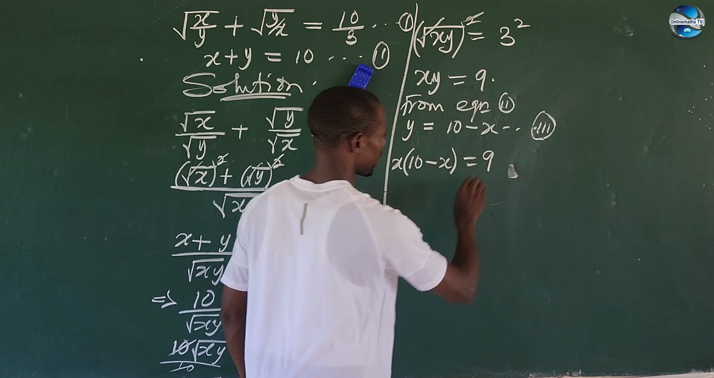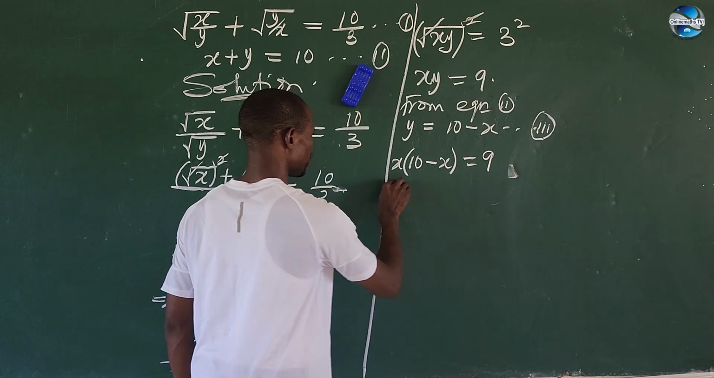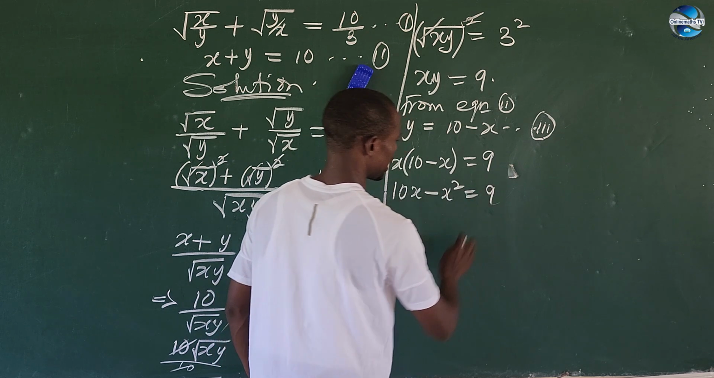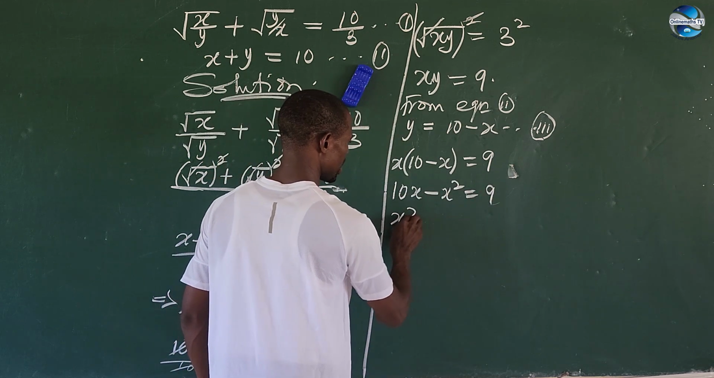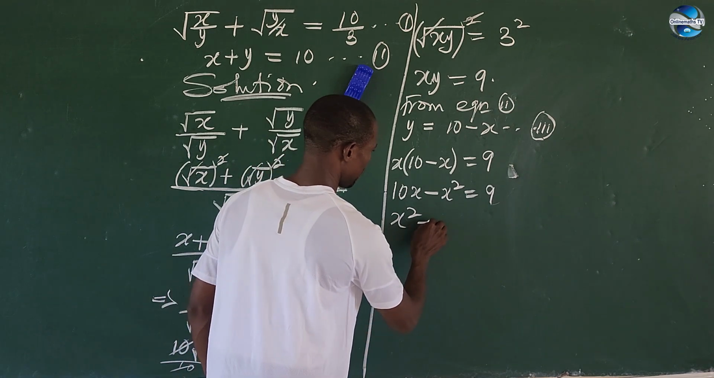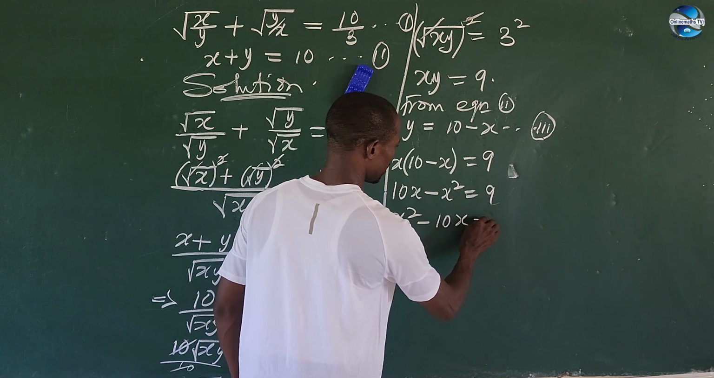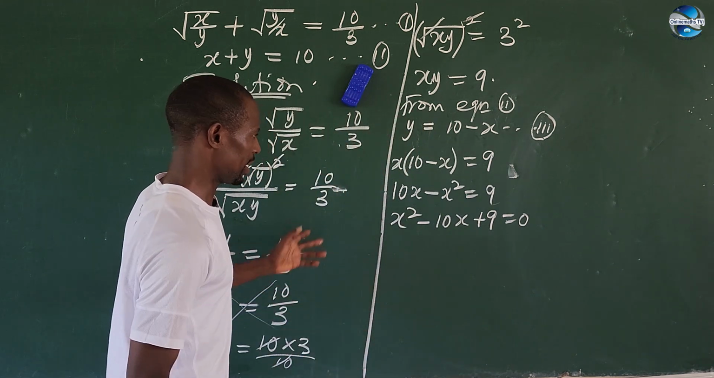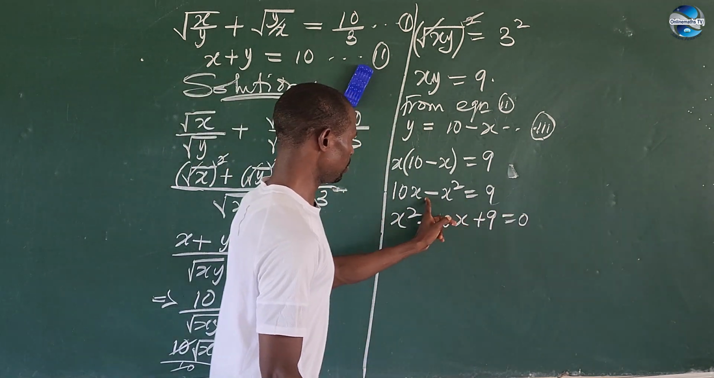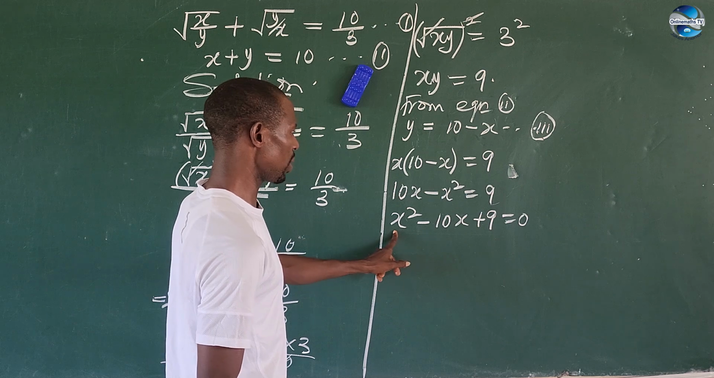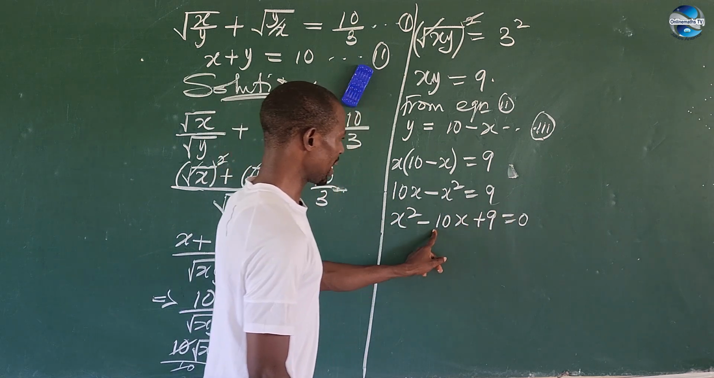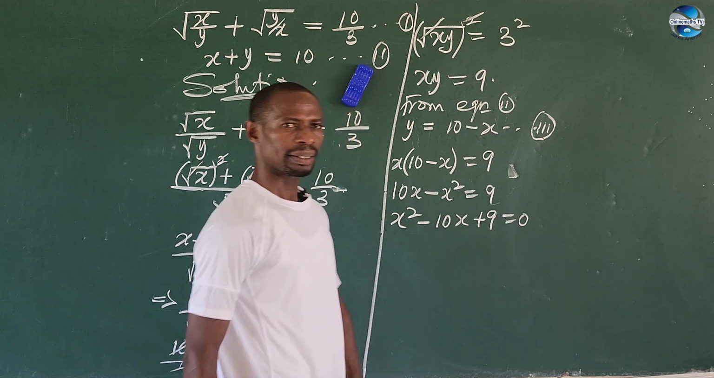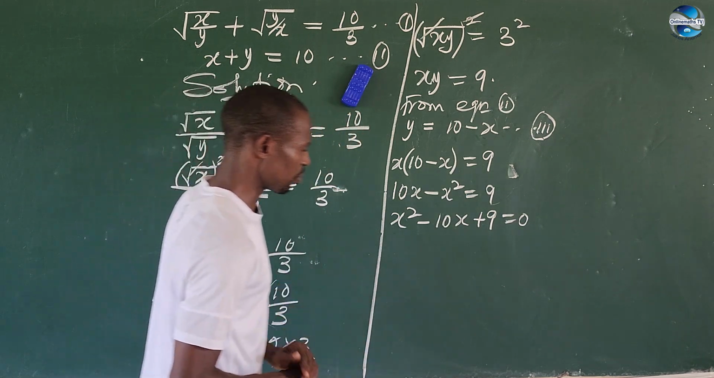So let's open up. This is going to give us 10x minus x squared equal to 9. Rearrange it, this will give us x squared, then minus 10x, then plus 9 equals 0. All I did is move this to this side. If you move this to this side of the equation, it becomes plus. Move this to this side to become minus 10x. Then the 9 is already here with a plus sign. So we have plus 9. Okay? Everything equals 0.